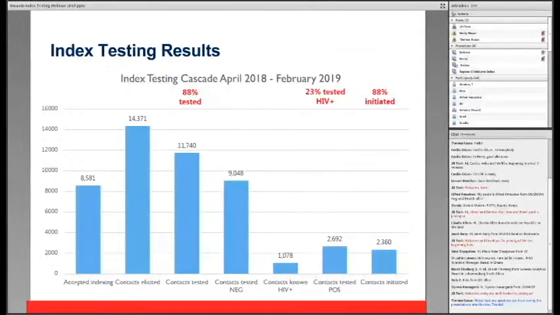And around this particular statistic are fairly well-documented statistics as well, including the fact that if we look at the first bar in this particular graph, we have, for instance, between April 2018 and indeed February 2019, about 8,500 people that accepted to be indexed. I would like to use this term loosely.